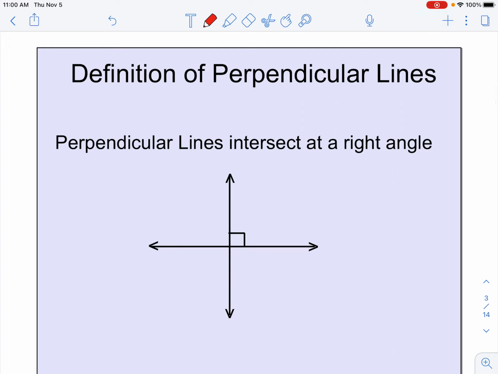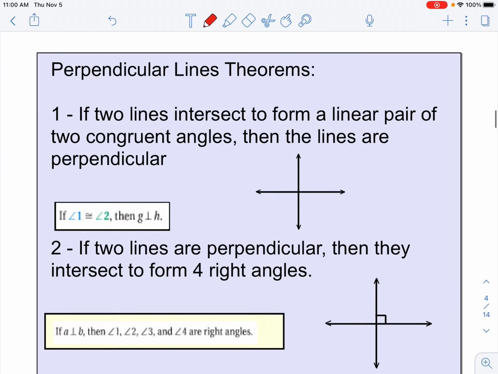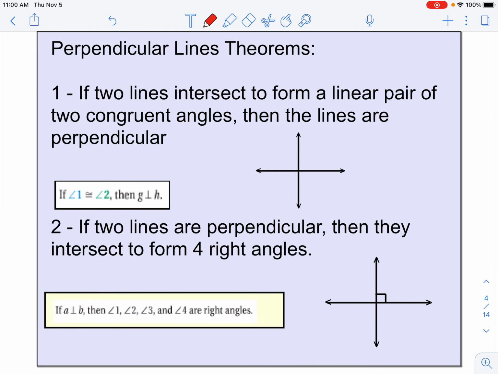So let's talk about these theorems, and let's put these down in our notes. Just as a reminder, the definition of perpendicular lines, we've talked about this before, is that perpendicular lines intersect to form a right angle. That means that angle is 90 degrees right here. That's by definition. Okay, so the first theorem says, if two lines intersect to form a linear pair of two congruent angles, then the lines are perpendicular.